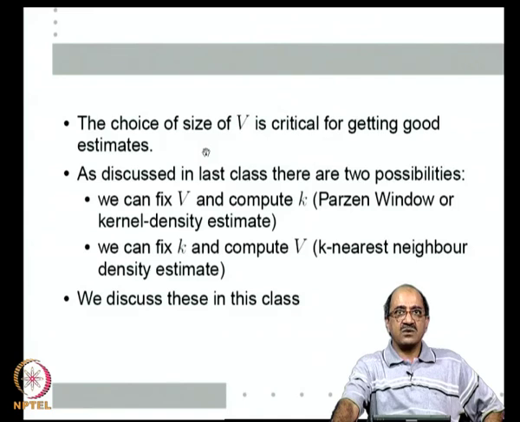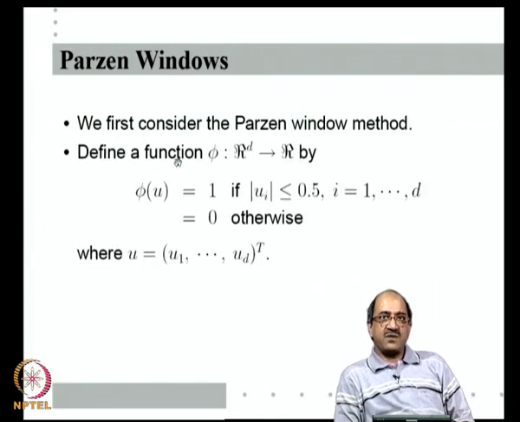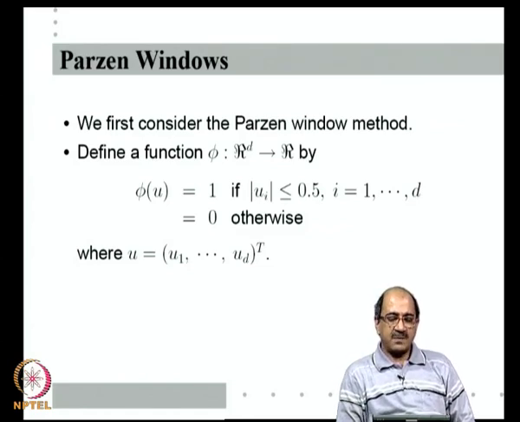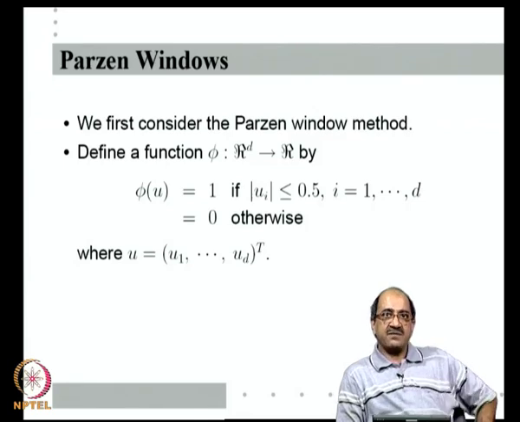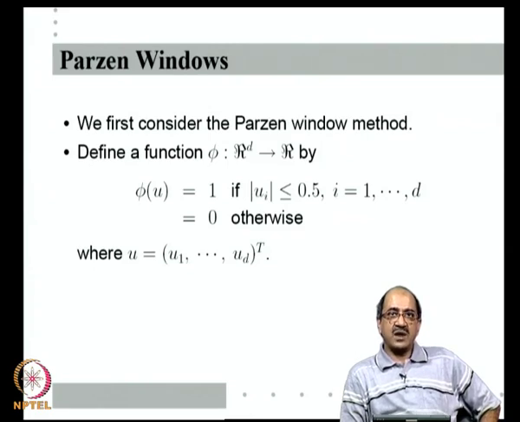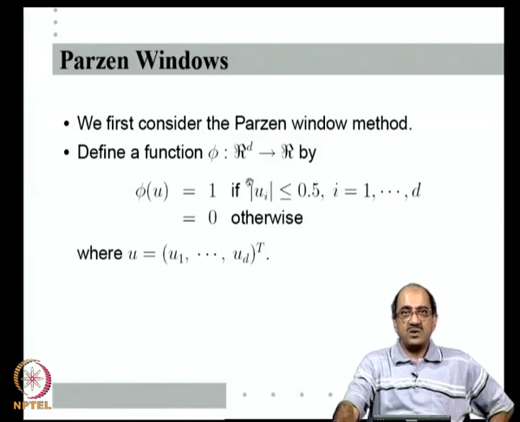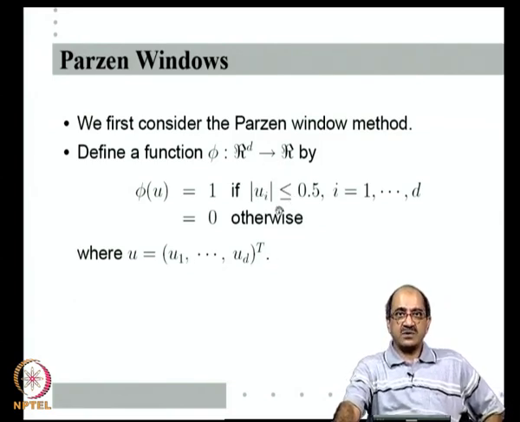Now, let us first look at the Parzen window technique. For this we will first define what is known as a window function. Let us define a function phi, which we think of as a window function. It is a function from R d to R, where d is the dimension of the feature vector, or feature vectors are in R d. So, we define a function R d to R by phi of u is 1 if each component of u is, in absolute value, less than 0.5, and 0 otherwise. So u is the vector u1 to ud. As I already said, we do not put any bold notation for vectors; it is clear from context. So this u is a vector, and its components are ui, and phi u is 1 only if each component is in absolute value less than 0.5.